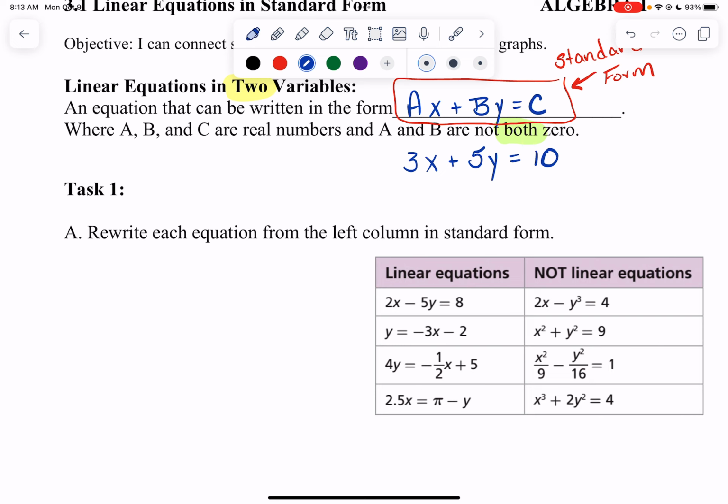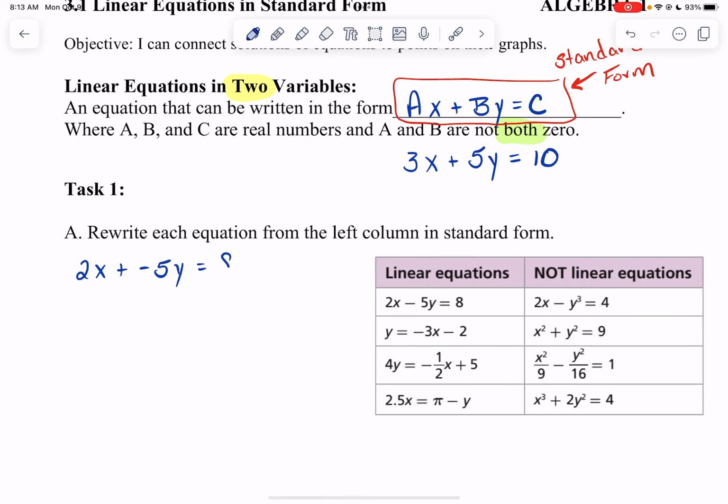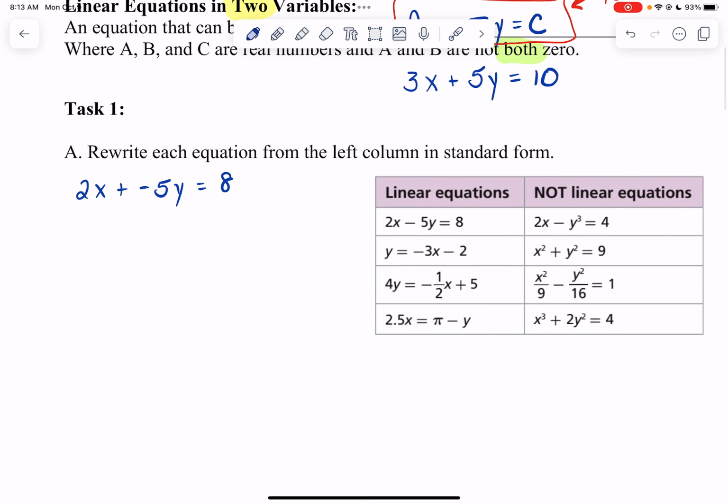If we look at this first one, 2x minus 5y equals 8, it's really close. The only thing we're missing is it should be a plus. So we can rewrite that as 2x plus a negative 5y equals 8. Then my a is 2, my b is negative 5, my c is 8. This one didn't require a whole lot of extra work. I just had to rewrite that minus as plus a negative. So that's in standard form. We'll go ahead and circle it. We're done with that one.